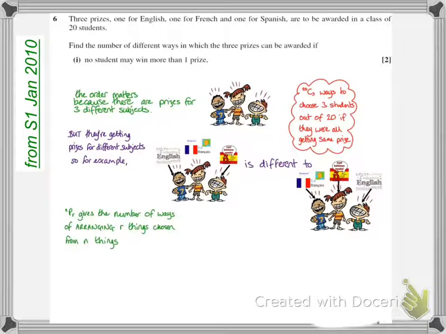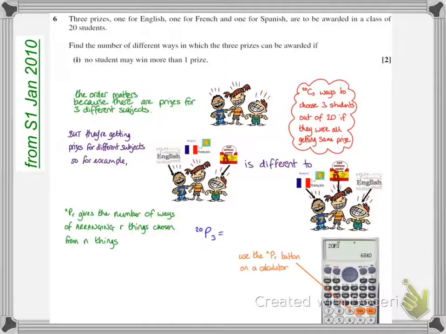This gives the number of ways of arranging r things chosen from n things. So we want to look at the number of ways of arranging the 3 prizes chosen from the 20 students. So we can use the nPr button on a calculator. That's 20, shift, and then the button with nPr, and then 3, which we can see gives us a value of 6,840. The question wasn't asking for a probability, so we're not looking for a value between 0 and 1. 6,840 is the number of ways of giving out those 3 prizes.